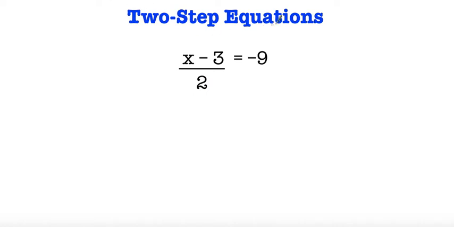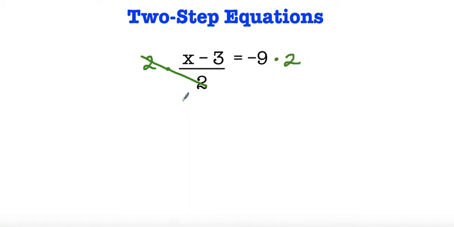So in this problem here, it's very similar to the one on the slide before. We have (x minus 3) divided by 2 equals negative 9. Same thing as before. If we want to get the x minus 3 by itself, we're going to multiply by 2, since x minus 3 is being divided by 2, so that cancels out, and whatever we do on one side, we do on the other side. So we're going to multiply by 2.